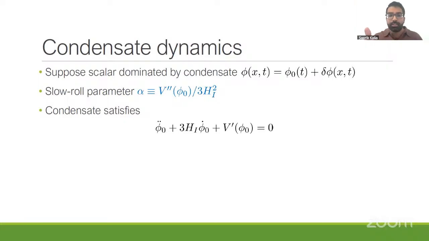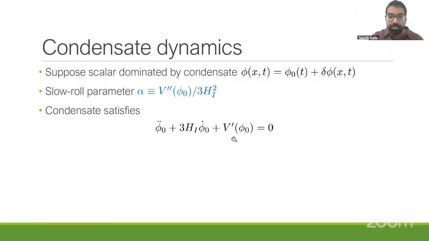Okay, so we're going to start off just by talking about what the dynamics of this condensate are. And let me define this parameter that I'm going to call alpha, which will be the second derivative of the potential over H squared. Throughout this part, I'm going to try and track the dynamics of alpha, what happens to alpha as time goes on. As we'll see in a little bit, alpha will turn out to be the slow roll parameter, actually.